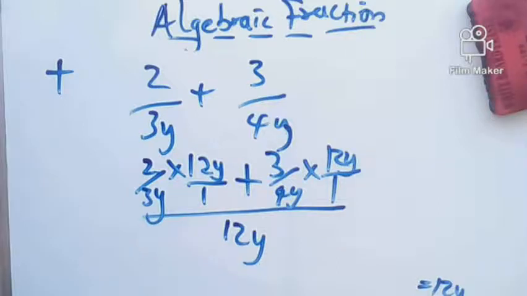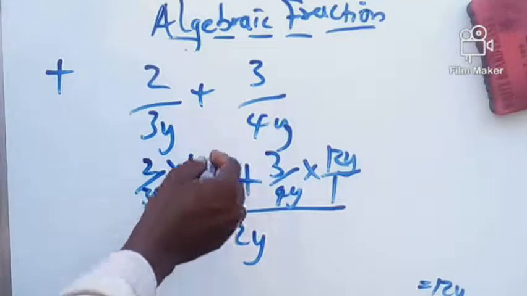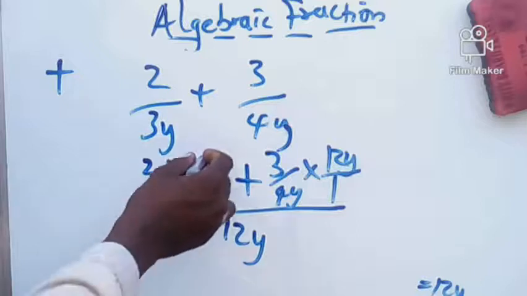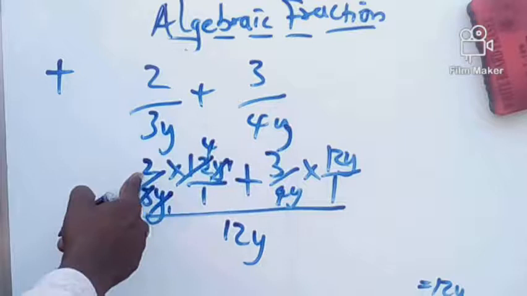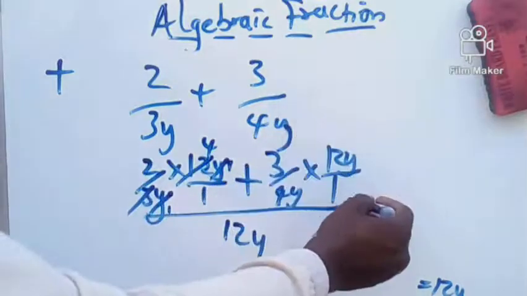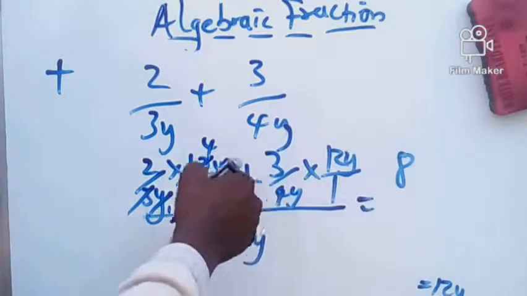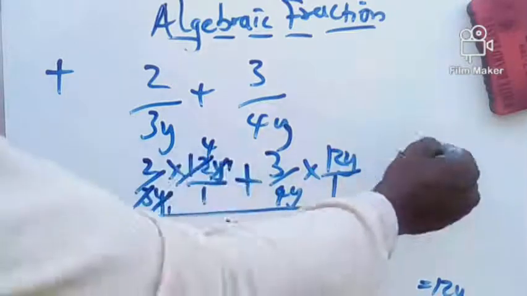Simplify. So notice that y can take care of y here as just 1, 1. 3 can take care of 12, you have what? 4. So now we can multiply. 4 multiplied by 2, you have what? 8. So what I have here is 8. 4 times 2 is 8. We drop our addition sign.